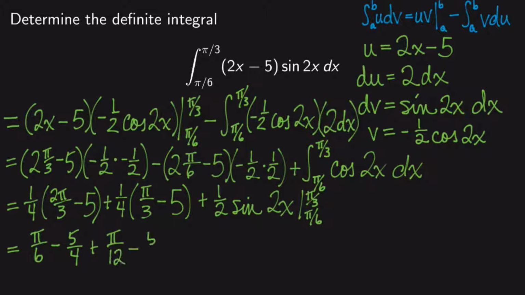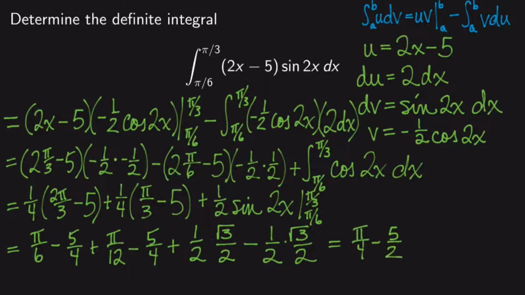And after completing some more algebra, you get pi over 6 minus 5/4 plus pi over 12 minus 5/4 again, plus 1/2 times radical 3 over 2 minus 1/2 times radical 3 over 2. And happily those cancel, and so I get pi quarters minus 5/2 as my final answer.